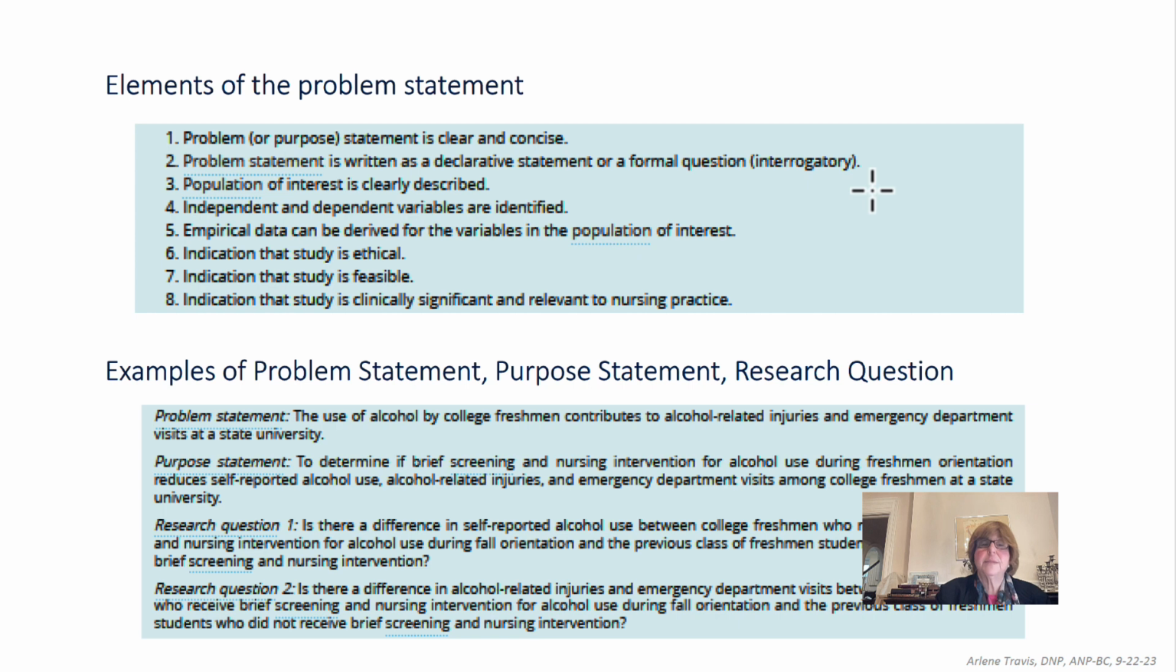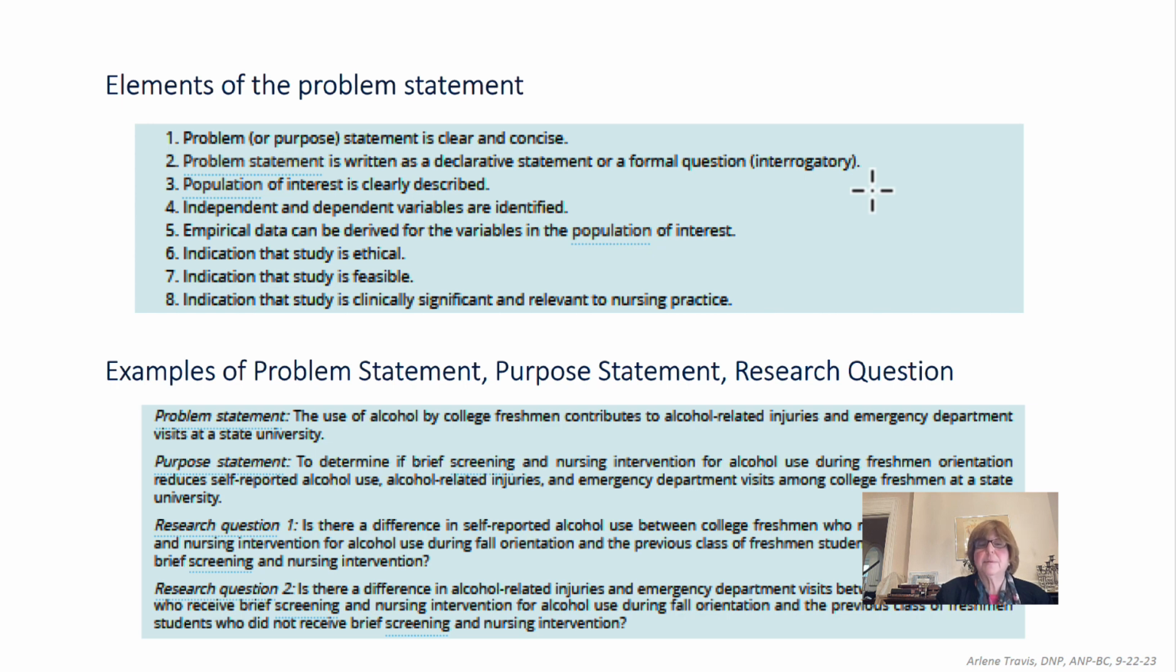So the elements of the problem statement that you want to look at: it should say the problem or the purpose, right, in a clear and concise manner. The problem statement is written in a declarative statement or formal question, which is interrogatory. A population of interest is clearly described. There are independent and dependent variables that are identified. Empirical data can be derived from the variables in the population, something with a measurable outcome. An indication that the study is ethical, right, that it doesn't violate anybody's rights. Indication that the study is feasible, that it can actually be done, and that the study is clinically significant and relevant to nursing practice.